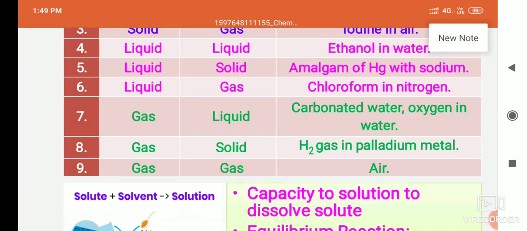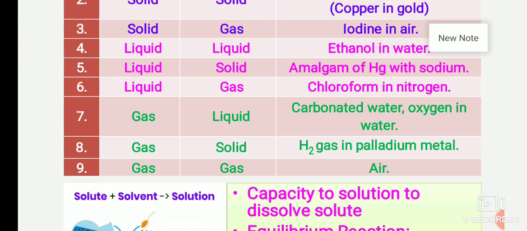Next example, liquid gas. Solute is liquid, solvent is gas, and the example is chloroform in nitrogen. Chloroform is liquid, nitrogen is gas. Here chloroform is solute and nitrogen is solvent.